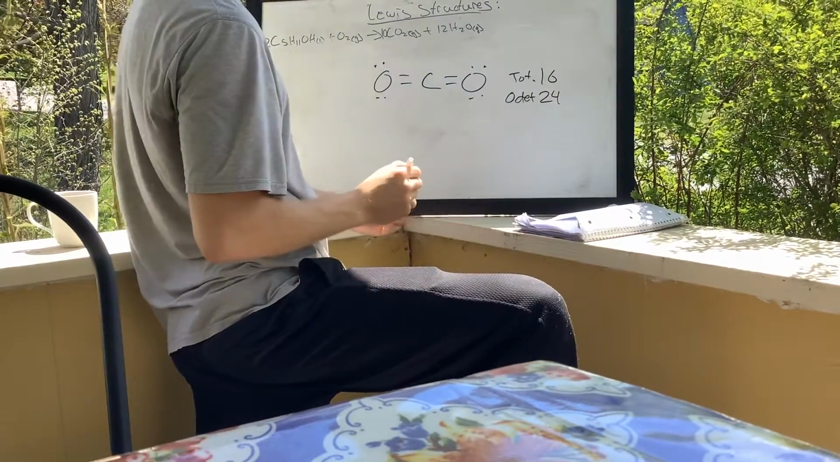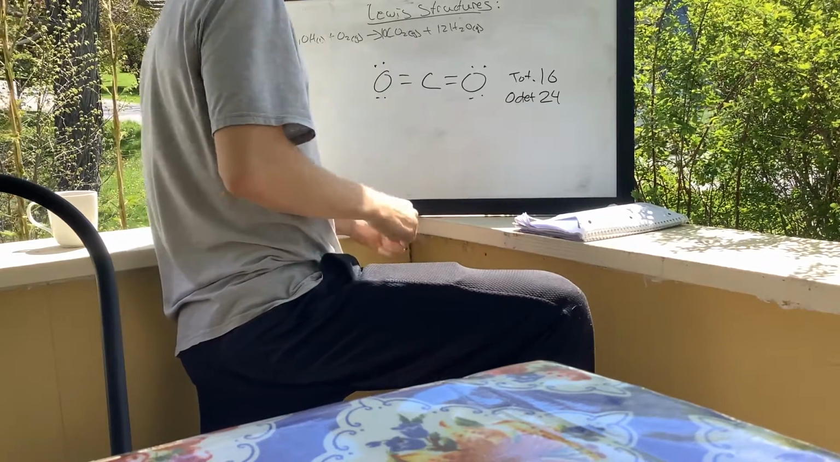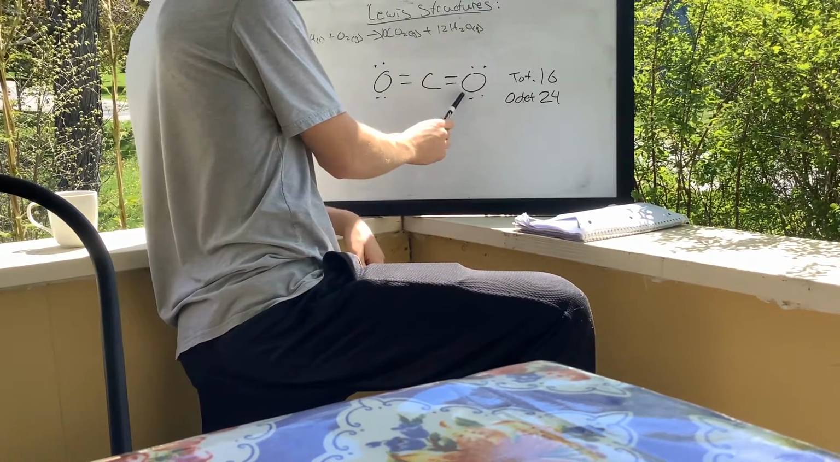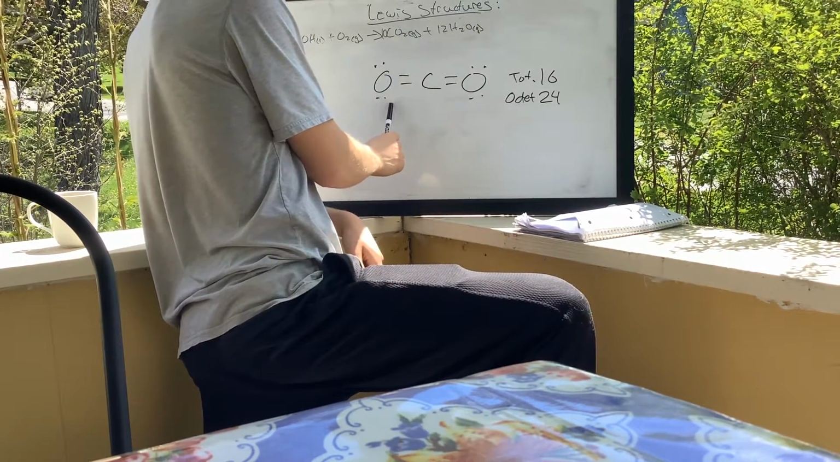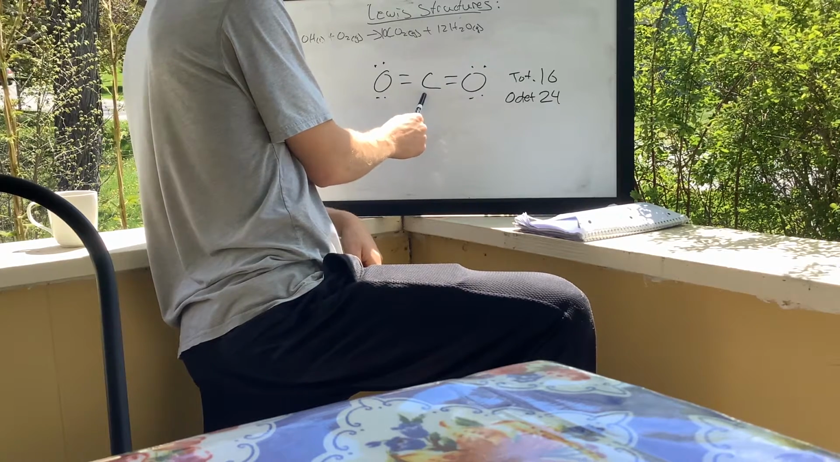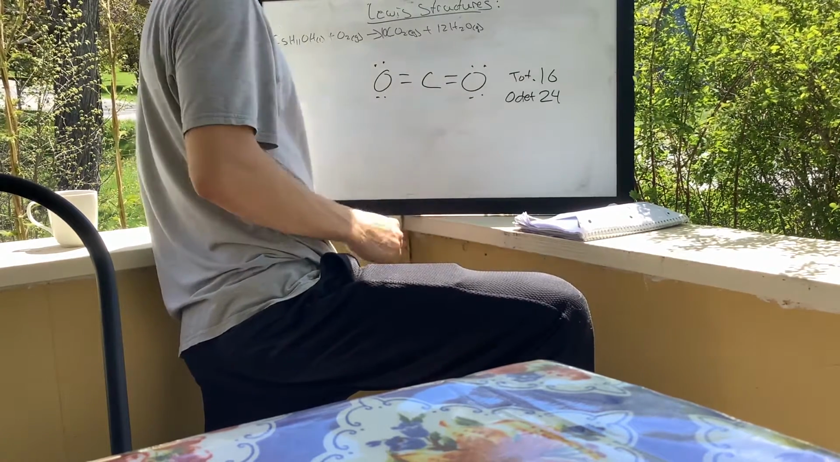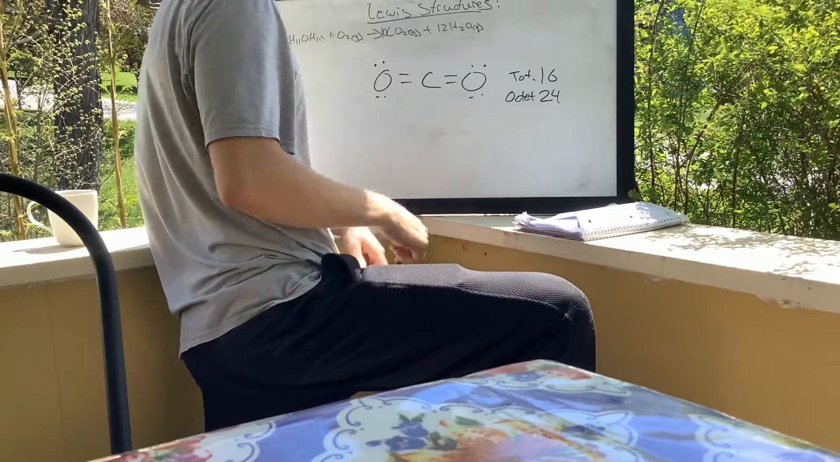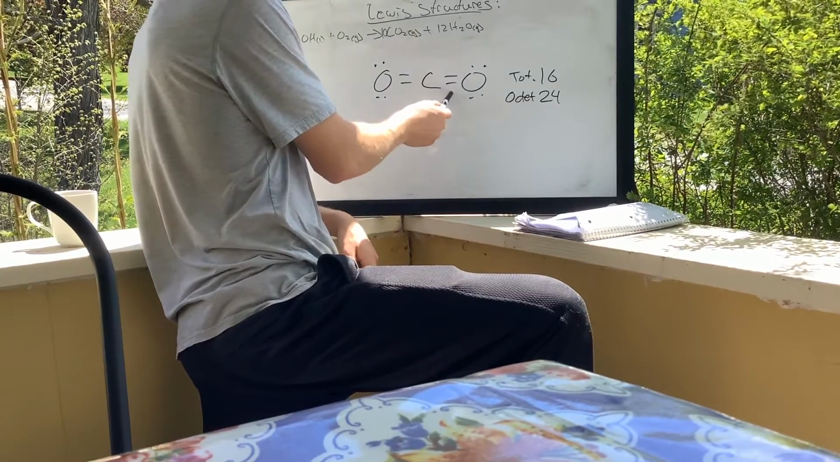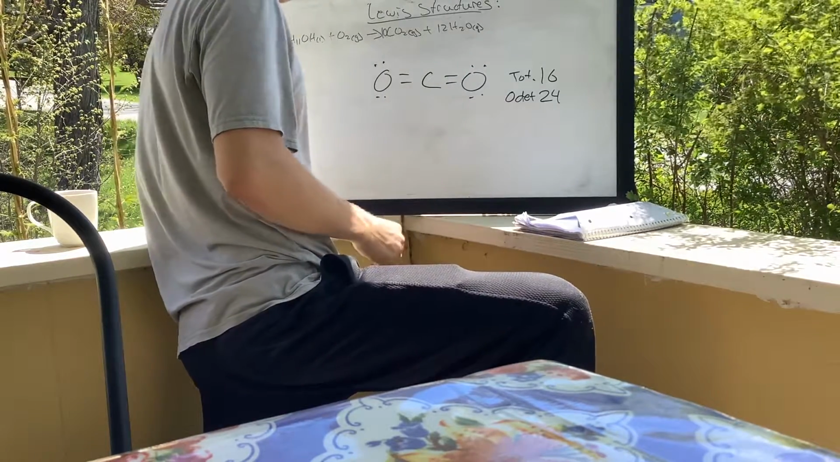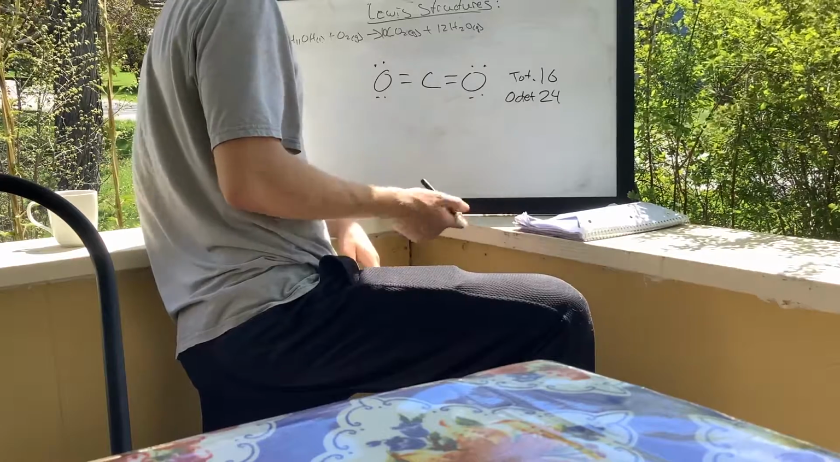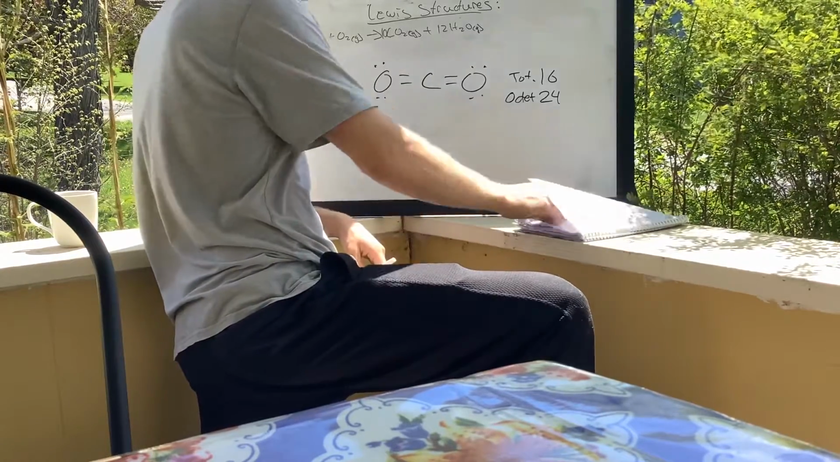And now what do we end up with? We have 8 on the oxygen, 8 on the oxygen, and then carbon has 4, right? Because these bonds don't necessarily have to be 2 electrons per. So, hence, this is the structure.